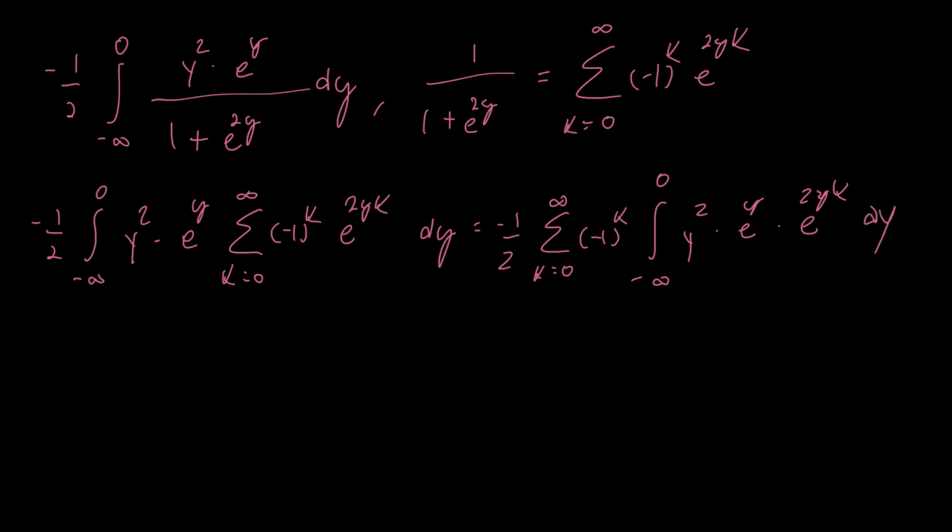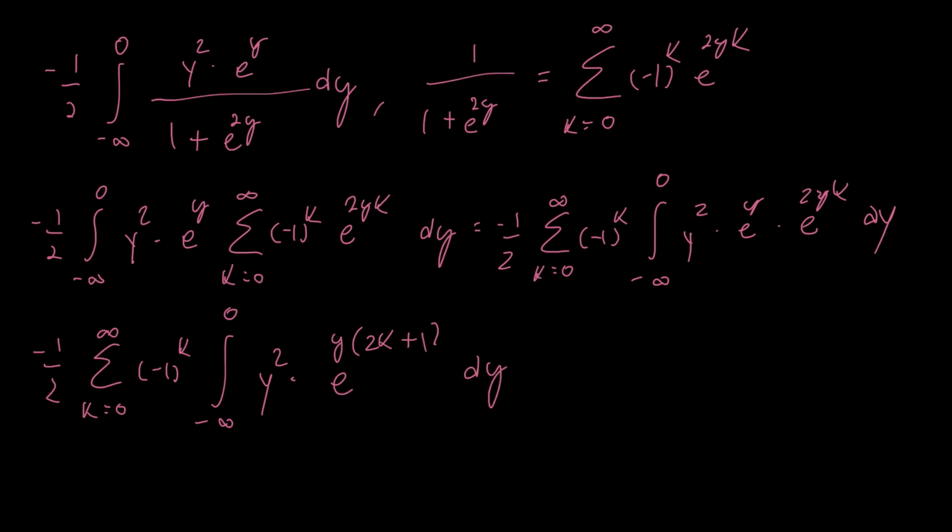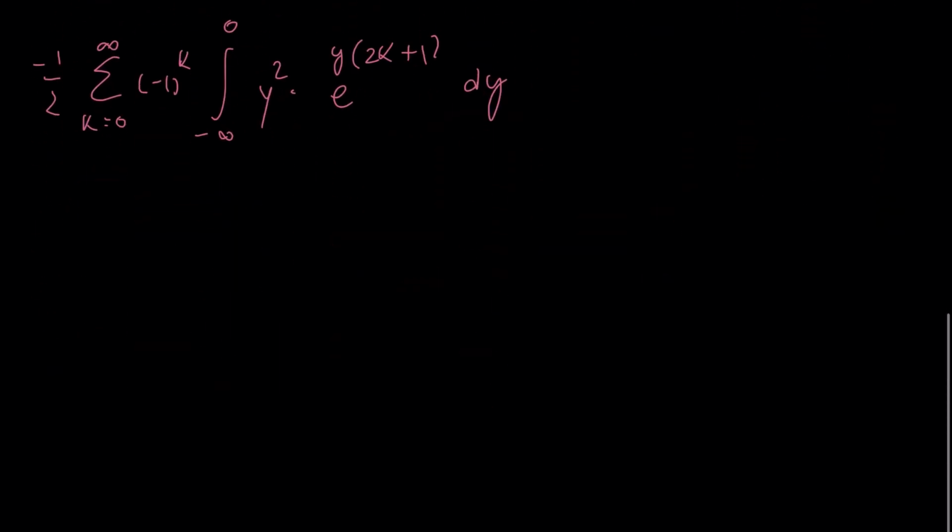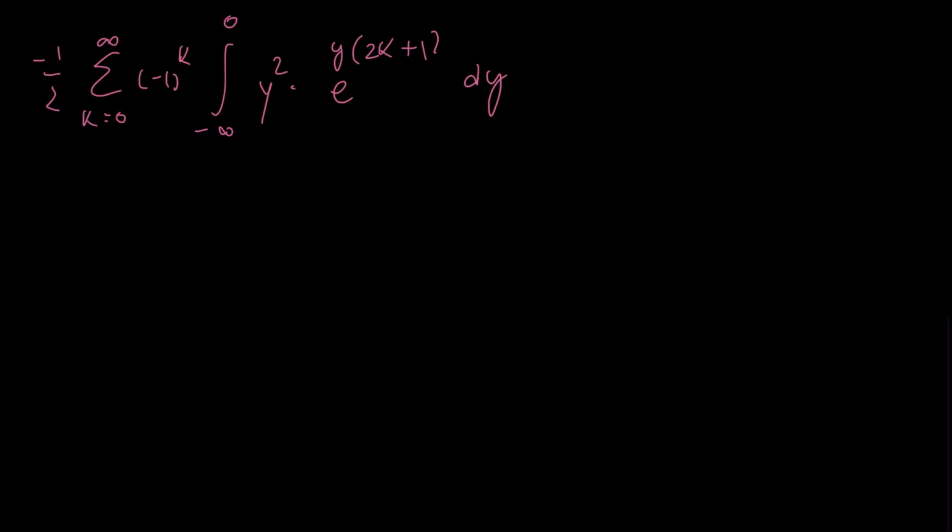But we could combine those exponents, so we're going to have negative a half, sum from 0 to infinity, negative 1 to the k, and the integral from negative infinity to 0 of y squared times e to the y times 2k plus 1 dy. And from here we'll make one last substitution.